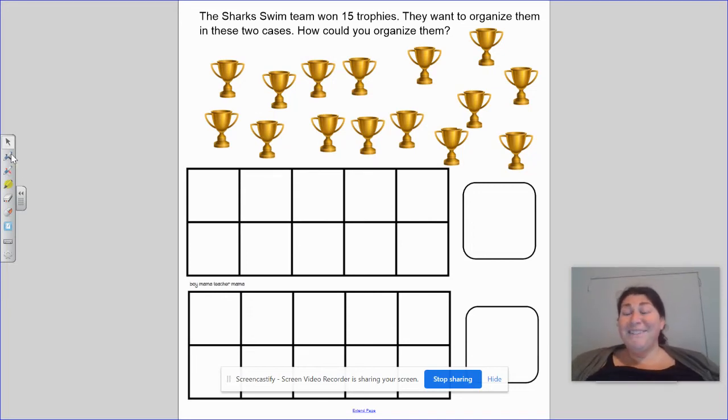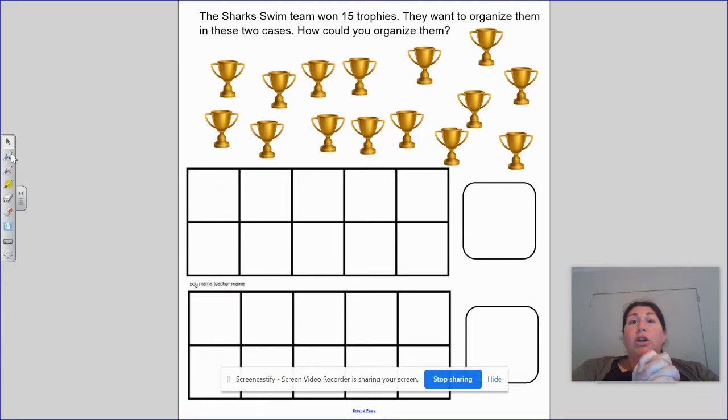Good morning, kindergartners. So we are going to talk today a little bit about our teen numbers again. And before, we were talking about composing teen numbers. So taking 10 and some ones and putting it together to make a teen number.